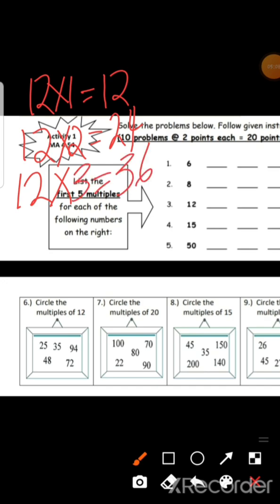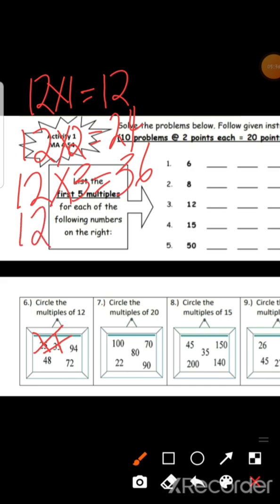If you notice, 12 is not here, 24 is not there, but I can see 25. 25 is pretty close to 24, which means that automatically 25 is not a multiple of 12. Again, I see 36 there, but 36 is not in the set, but I see 35, which means that automatically 35 is not a multiple of 12.